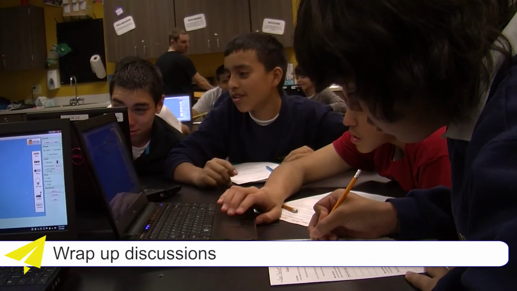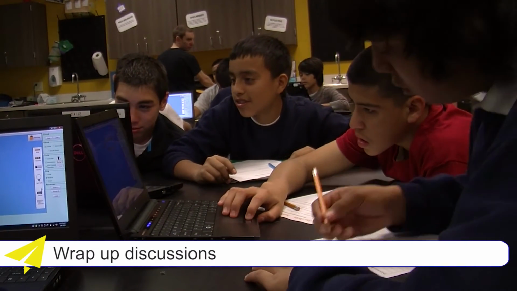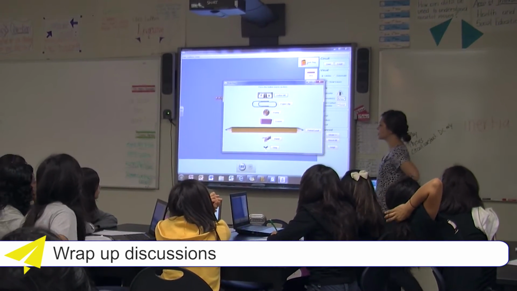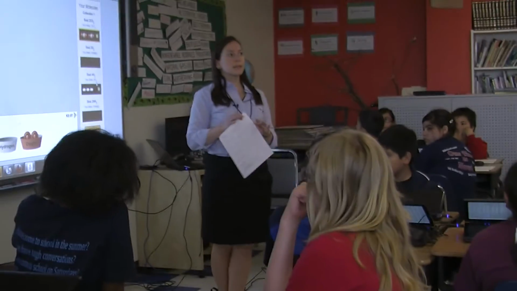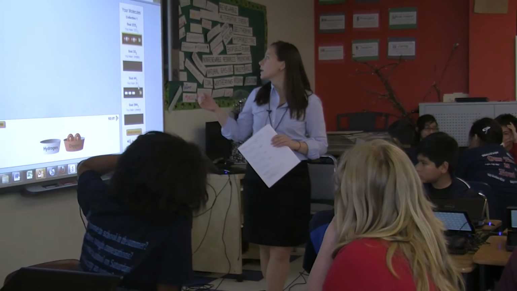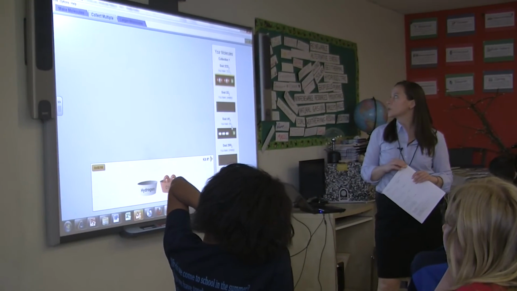Give the class a chance to synthesize what they've learned as a group. One of the best ways is to have the simulation open and really take the time to go back through. Let's discuss, have we been able to distinguish between the coefficient and the subscript? Yes. Okay, so let's talk about our 2CO2.